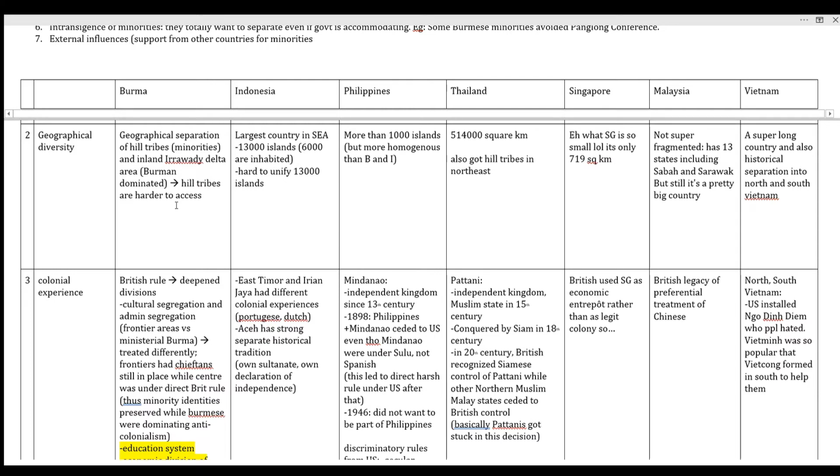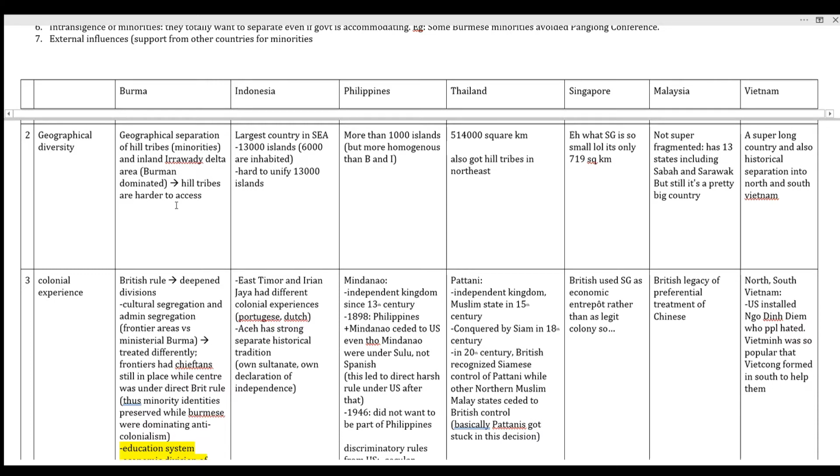And Thailand is quite big actually. You can say there's a big difference between going to Bangkok and going to Chiang Mai. Okay, so they have a lot of land as well as the hill tribes in the northeast.